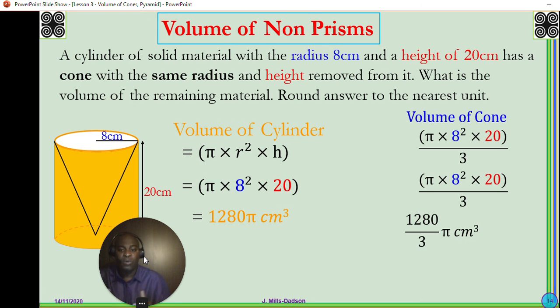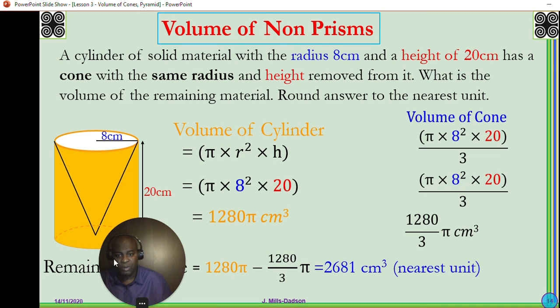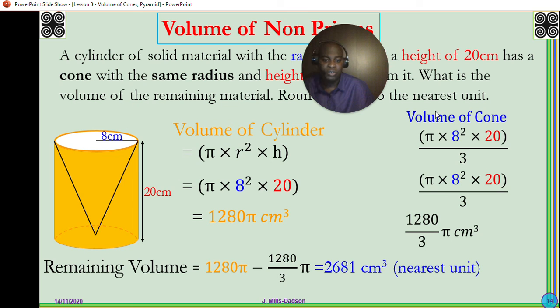If you want to find out whatever is left, it is the original volume minus the cone that we removed from the cylinder. So we subtract, and our answer will be 2,681 cm cubed to the nearest unit. That will be the volume of the remaining material.